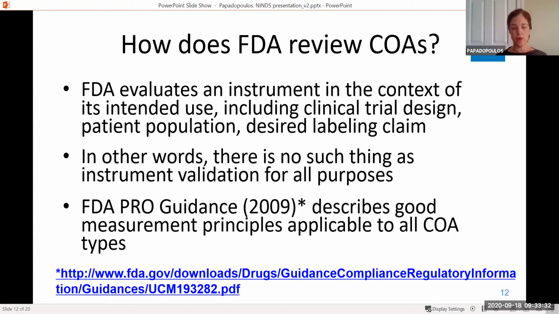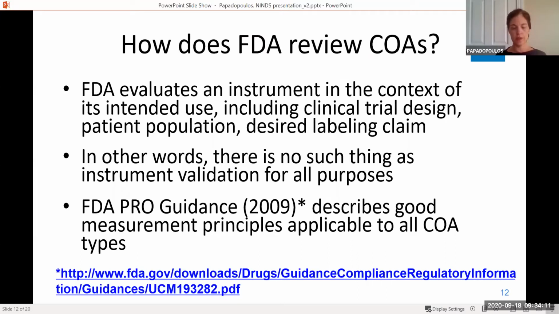So now that we've discussed the why, how does the FDA review COAs for their adequacy to support regulatory decision-making? Importantly, FDA evaluates an instrument in the context of its intended use. In other words, in its context of use. And this includes things like the clinical trial and patient population where the COAs will be used, how they will be used, including whether they will be used to support labeling claims, and what claims are actually being targeted.